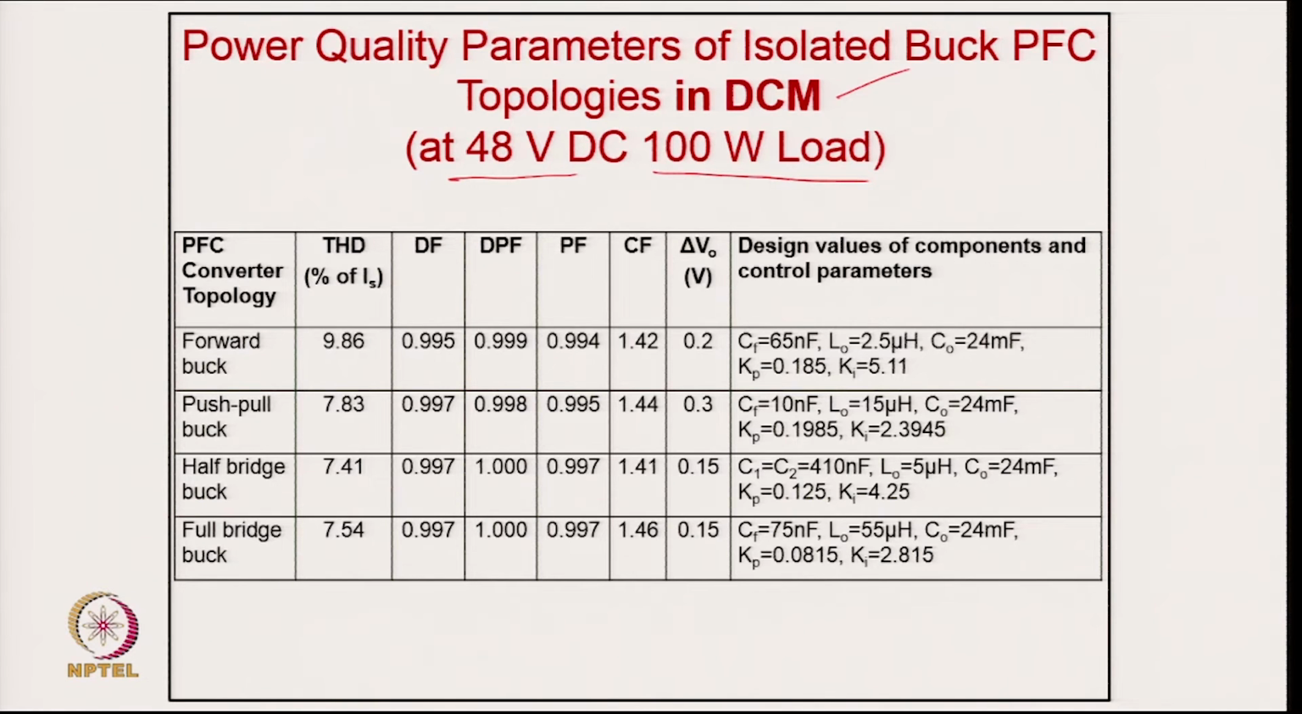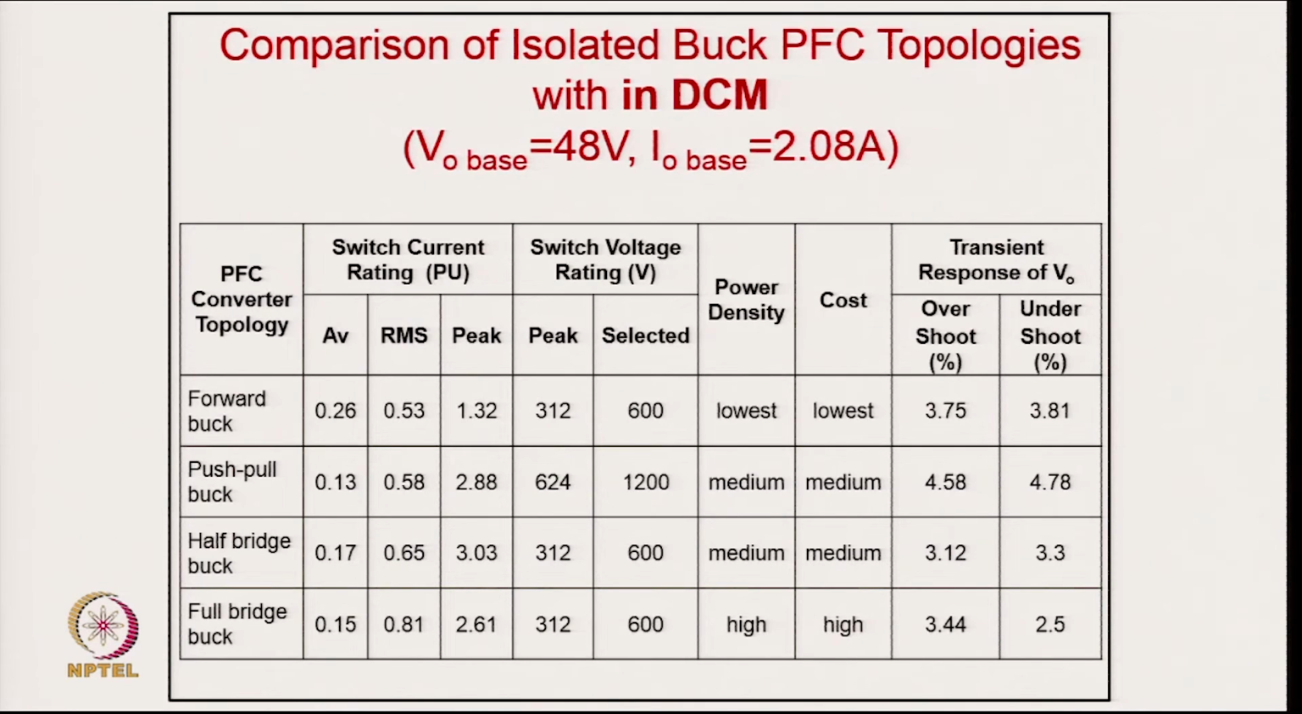Here also, of course, the THD slightly increases, but still the power factor is not very far from 0.99 or so. These are the component values corresponding to the design for all 4 converters, including the controller gains in case of DCM. And these are the switch current rating, switch voltage rating, power density and transient response, that is, how much overshoot and undershoot there are.